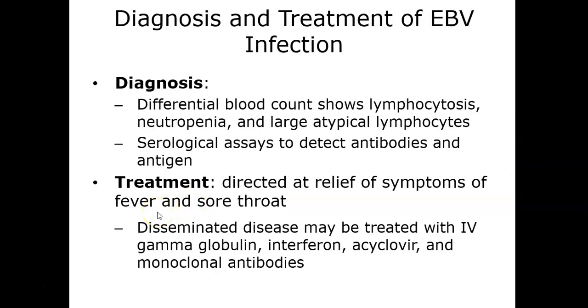So how do we diagnose Epstein-Barr virus? Well, we want to do blood tests to look at things like lymphocytosis, neutropenia, and any type of atypical lymphocyte that's formed. And we can also do serological tests to examine the serum for antibodies. Treatment is really aimed at the fever and sore throat. There are a series of different types of treatments that can be performed for this, including things like immunoglobulin, interferon, acyclovir, and even in some cases, monoclonal antibodies.